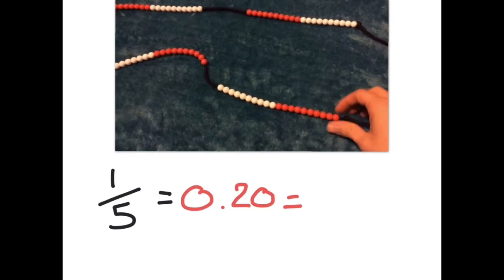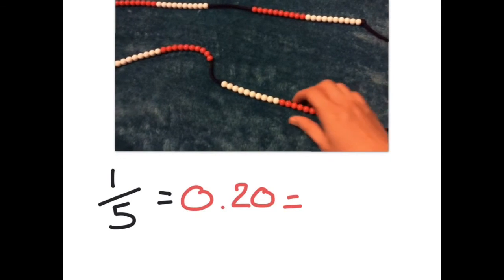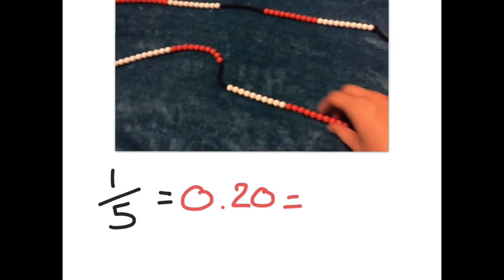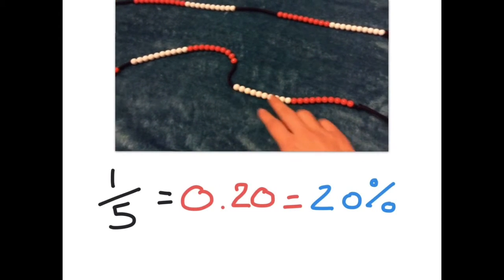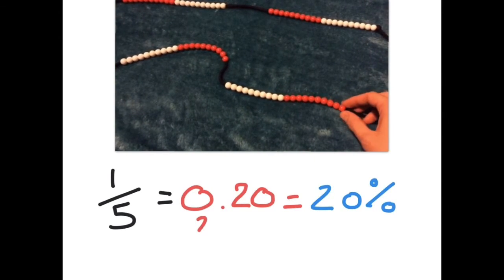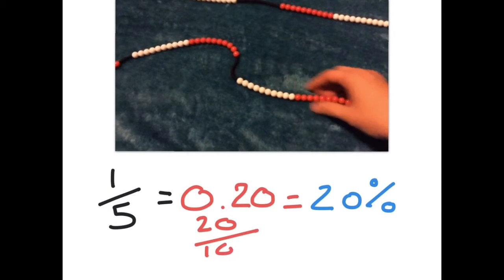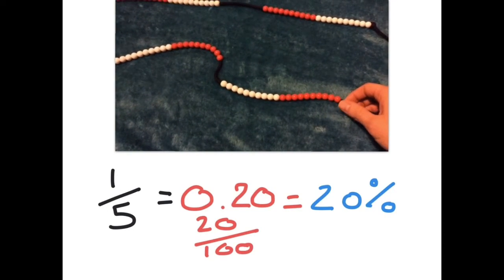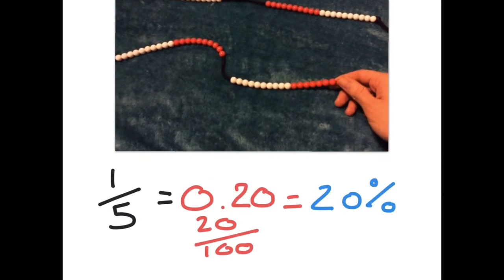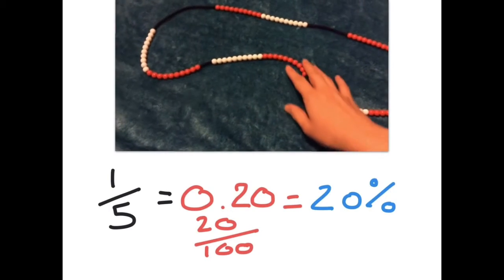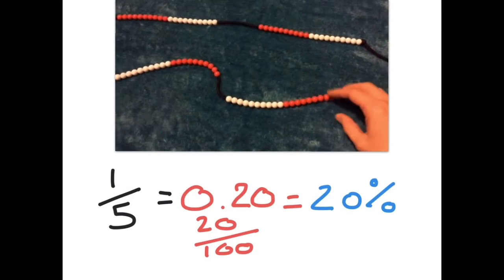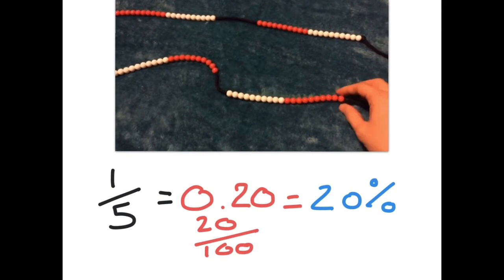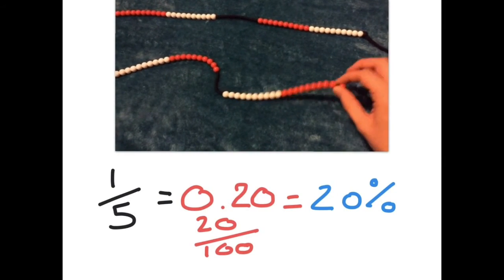And as a percentage, because it's out of 100%, each bead counts as 1%, remember? So that's 10, 20%. So we can see straight away 1/5 here, that one group there, is the same as saying 0.2, which is the same as saying it's 20%. So hopefully you can now start to see how, using these beads, fractions are actually the same as a decimal, which is the same as a percentage.